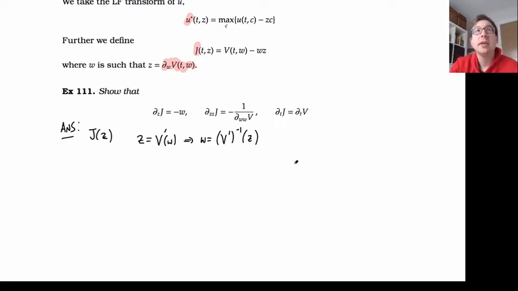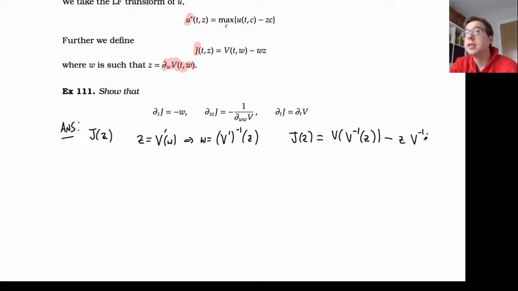Now let's substitute all of these parts in. So now I am looking at j of z, which is equal to v of v dash to the minus 1 of z, minus z times v dash to the minus 1 of z. So it's just this expression here with this substituted in for w. Now we want to differentiate this with respect to z. I should have a dash on these, sorry, so it's the inverse of the derivative, apologies.